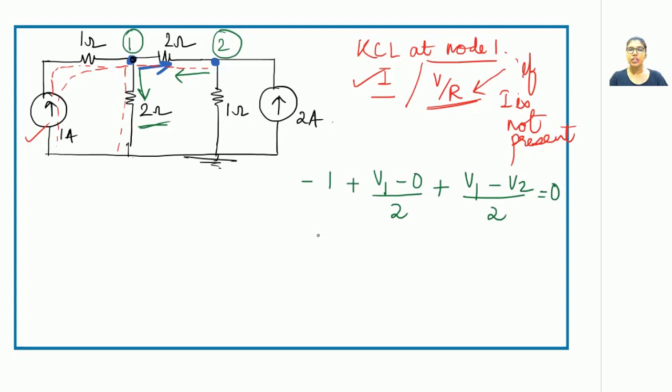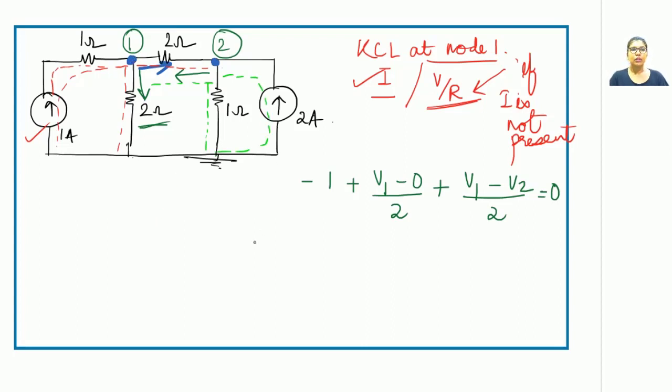How many branches are connected to node 2? There are 3 branches, so definitely you will be having 3 terms. So what will be the first branch? The first branch is from 2 to 1. The second branch is from 2 to ground, and the third branch is along this path.